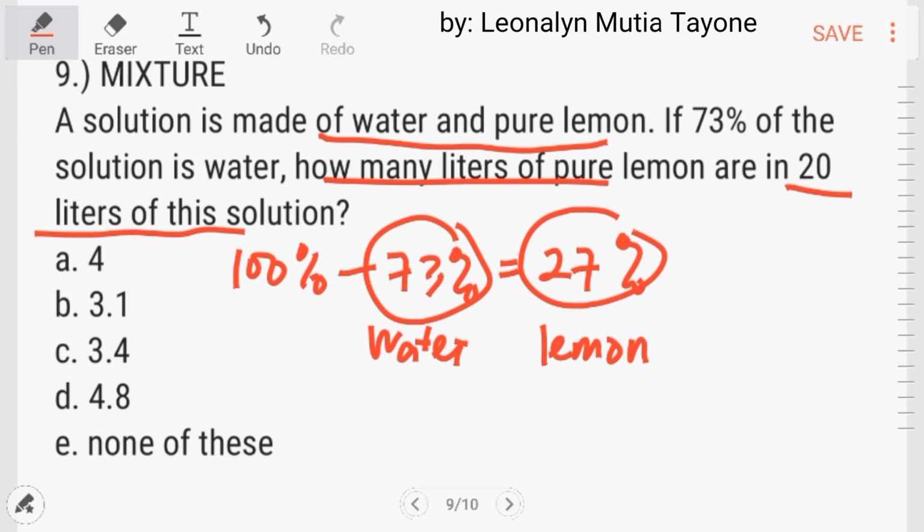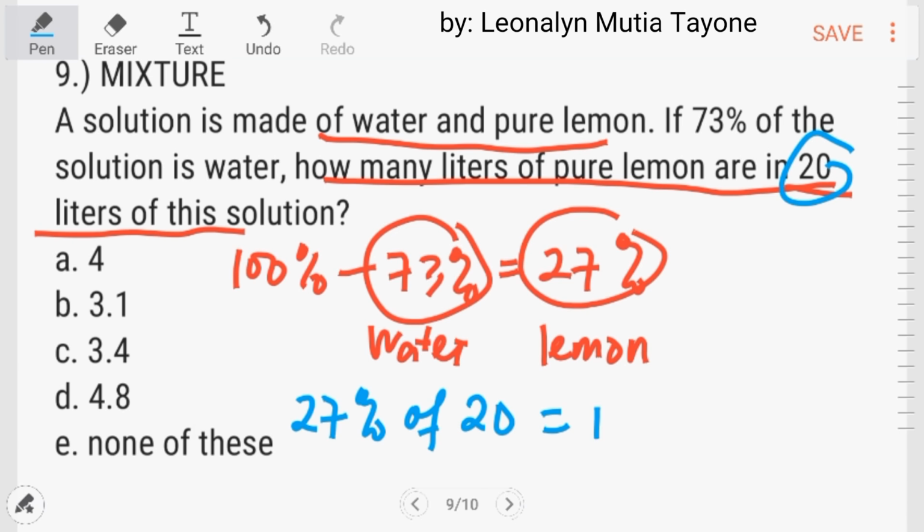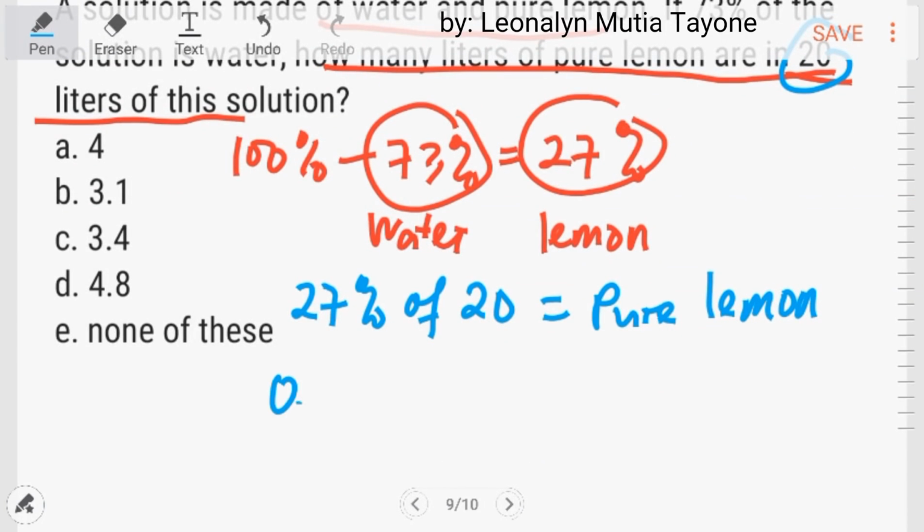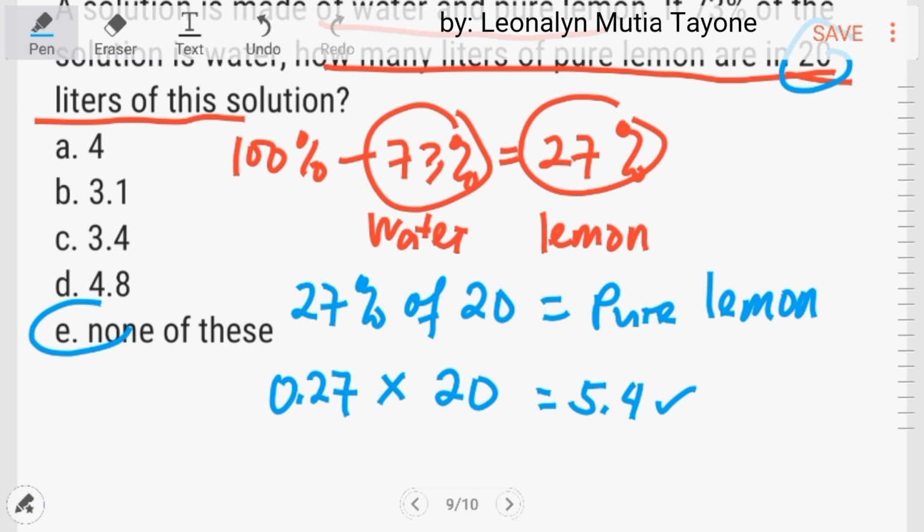Ang tanong, how many liters of pure lemon in 20 liters of this solution? So, ang gagawin mo lang ay 27% of 20 ay pure lemon. So, 27%, that is 0.27, of is multiplication, 20. So, 0.27 times 20 is equal to 5.4. So, the answer is letter E, none of these. Kasi ang sagot ay 5.4.